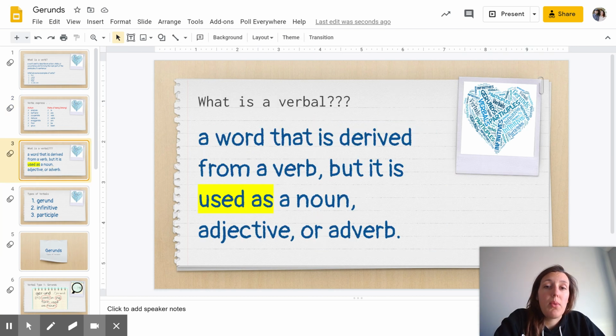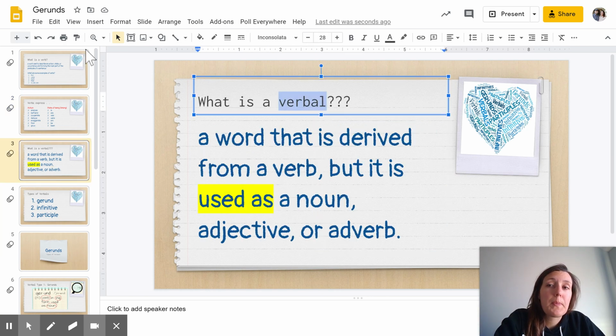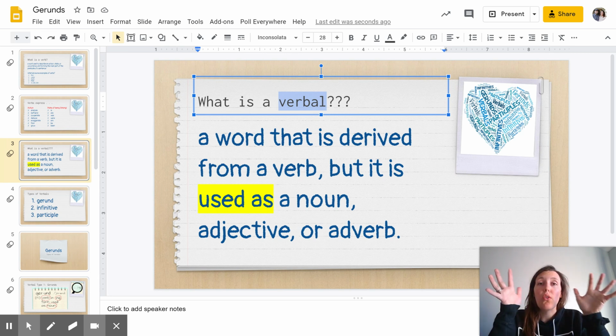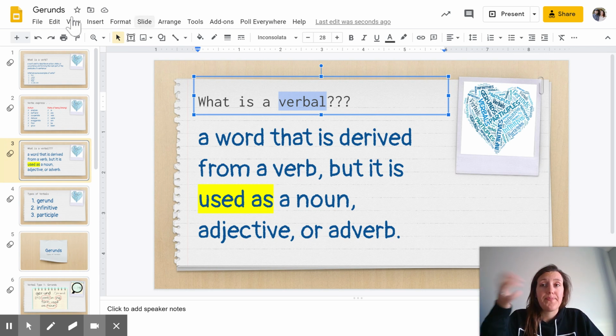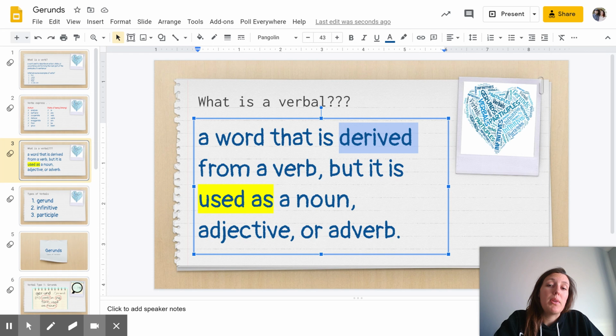So what is a verbal? So a gerund is a kind of verbal. So we're talking about what is the overarching thing we're going to be talking about for the next couple weeks, which is verbals. And then what's the first kind that we're talking about? Gerunds. So a verbal is a word that is derived from a verb, but is used as a noun, adjective, or adverb. So basically it's an action word or a verb. It's just used differently in the sentence.